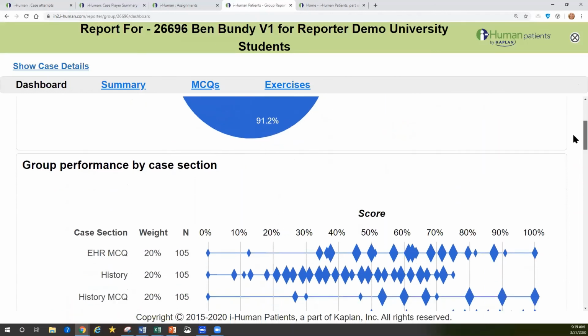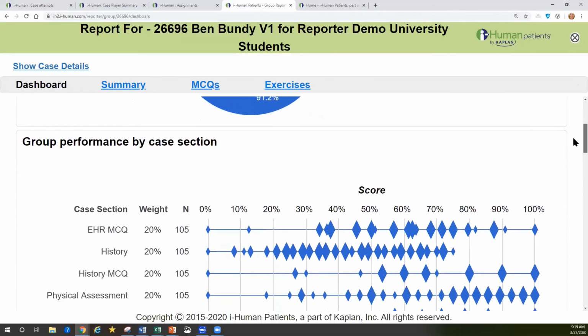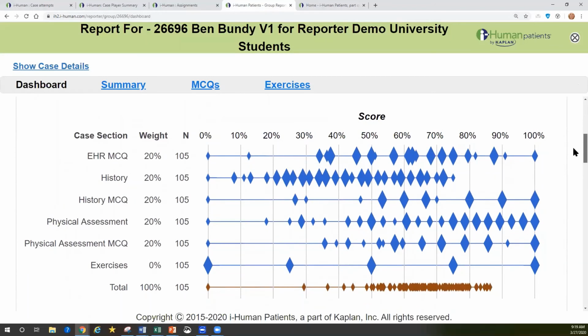Also, right here on my dashboard, I can see their performance by case section and their overall performance. I'll bring Hallie in about this again, because performance scores are really clear to you. You know your students best, so you can see how they're performing. For example, here in the history, these students' performance is really ranging all the way from 20% up to 75% or so, and there's a pretty large distribution over that whole period. So Hallie, would love to hear from you what you think about scoring your students on iHuman cases.